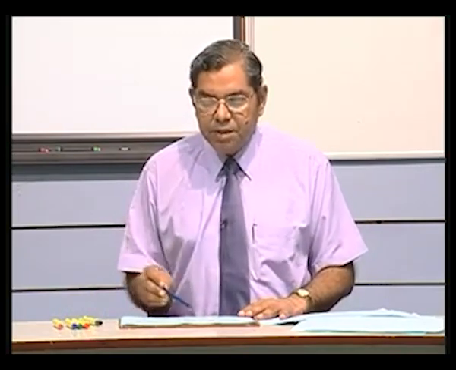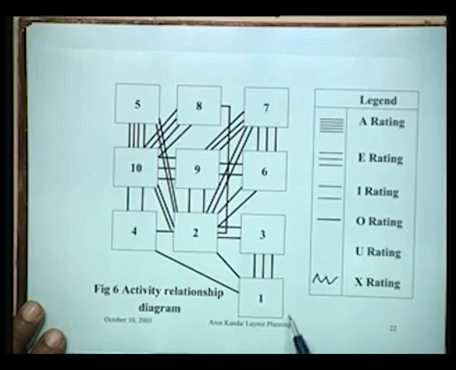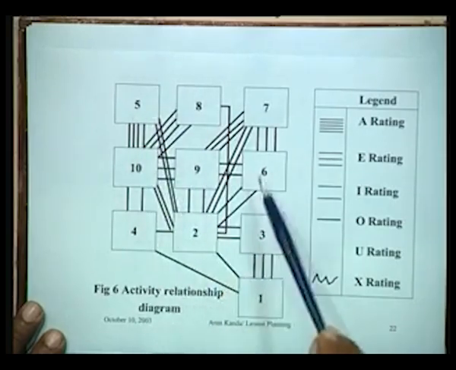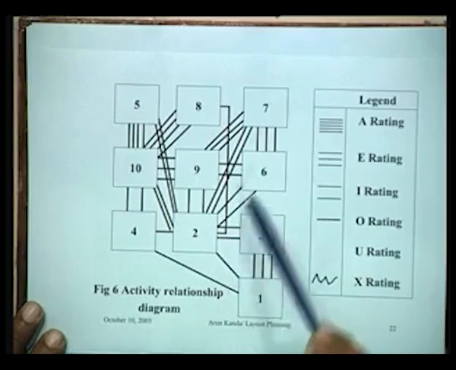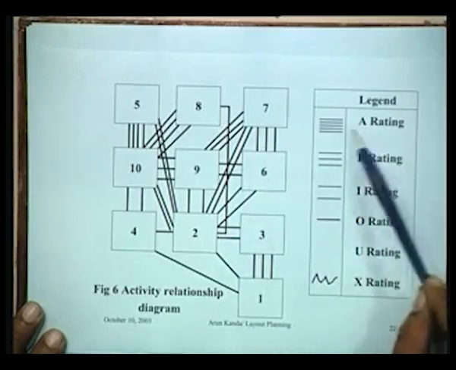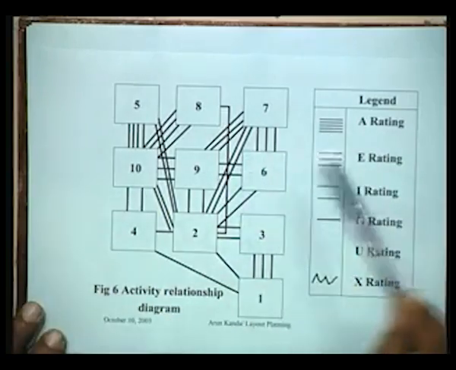This is what an activity relationship chart looks like. We have these departments from 1 to 10 which we were talking about. So each square represents a department 1, 2, 3, 4, 5, 6, 7, 8, 9, 10, and each department, after being represented by a square, you identify what kind of a rating you want to give between these departments. Like we said, activity rating.